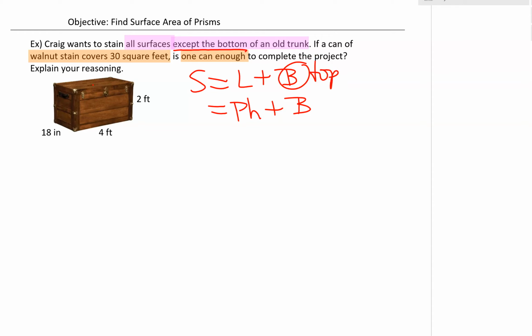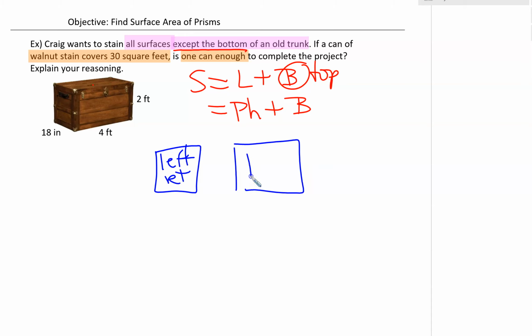Another way to do it is just with a net. So again, similar, and you don't have to draw the net perfectly, it's just a way to organize your work. So you would have two rectangles that represent the left and the right, and you'd have one rectangle representing the top. So we have two of these, we have one of these, and then we would have the front and the back, and we would have two of those to complete, and that would give us the 5 sides that we are looking at finding the area of.